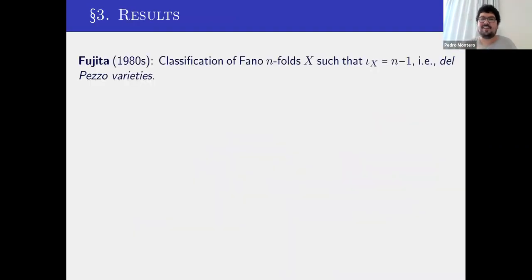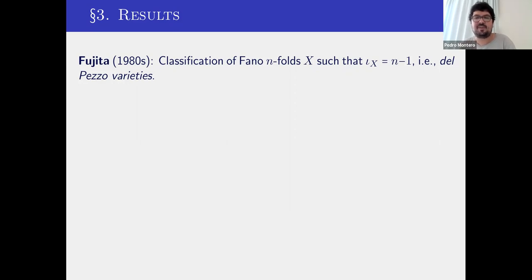So as the title says, I will be mainly interested in the del Pezzo varieties. Let me just remind you once again, that if you have a smooth Fano variety of dimension n, if the Fano index is n plus 1, then it has to be the projective space. If the Fano index is exactly n, it has to be the quadric. So the next interesting case is the case of Fano index n minus 1.